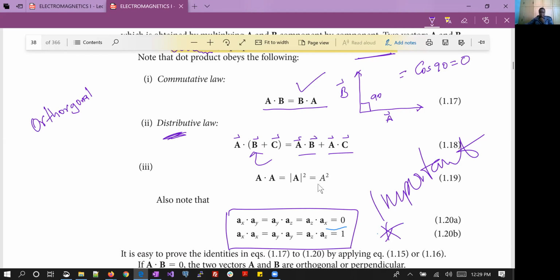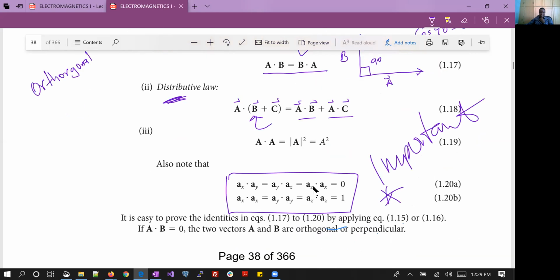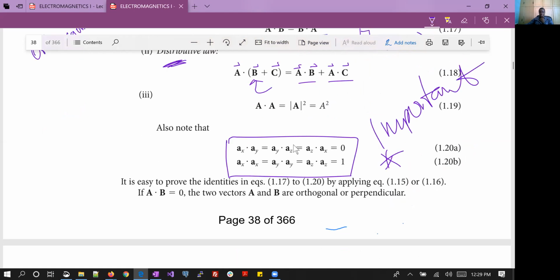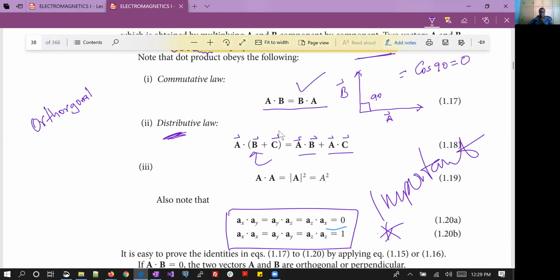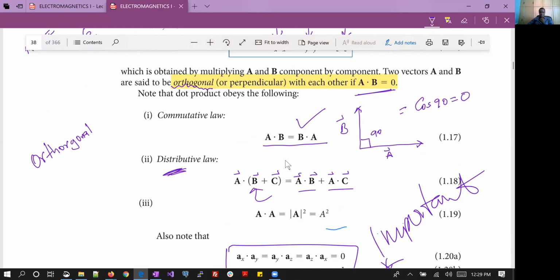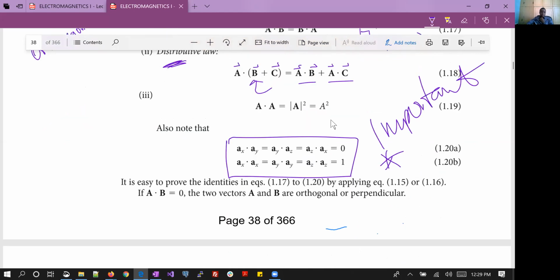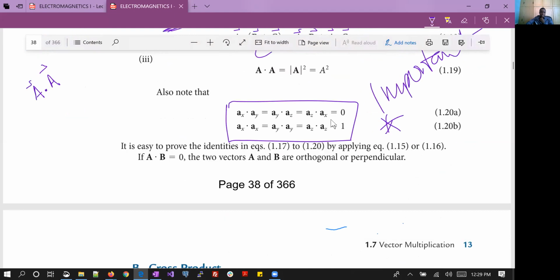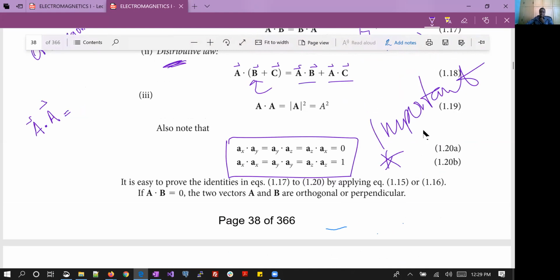And lastly, A dot A is equal to A squared, the magnitude squared, and that is the other important law. It is very important that if you have one vector and you dot it with itself, A dot A, you get its magnitude squared. So this is what this means, and that is a very significant output that you'll find use for.